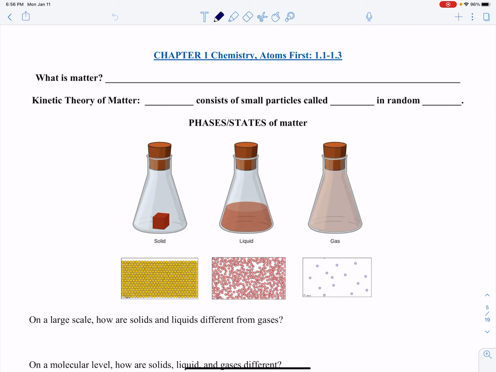So the first question is, what is matter? And if you've ever had chemistry before, you know what is matter. It's everything that has mass and it takes up space. That's what matter is. As a little note too, matter is made up of atoms.